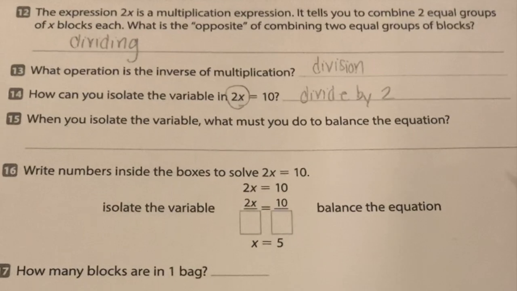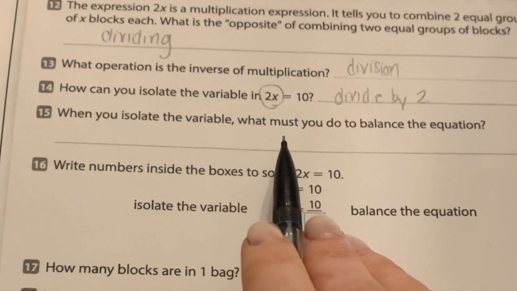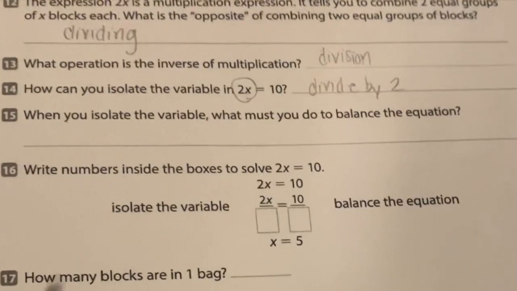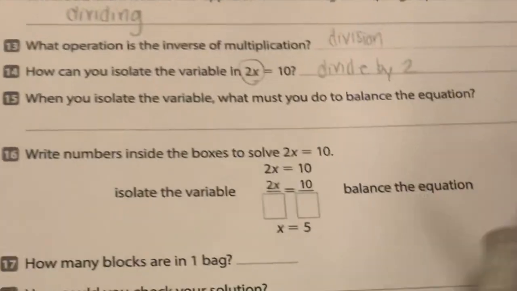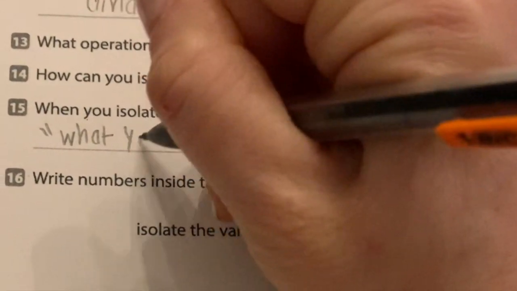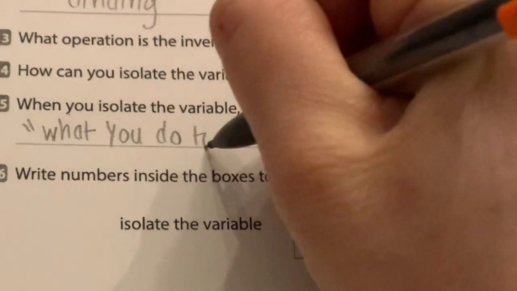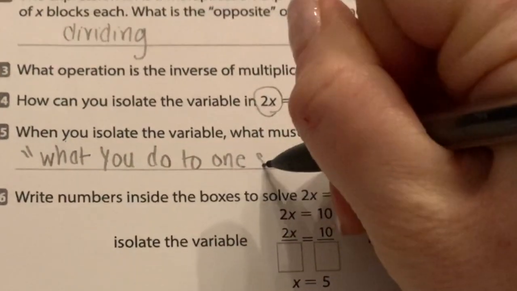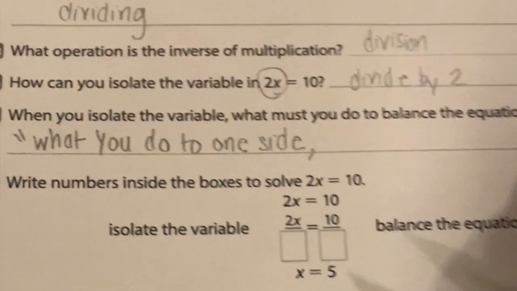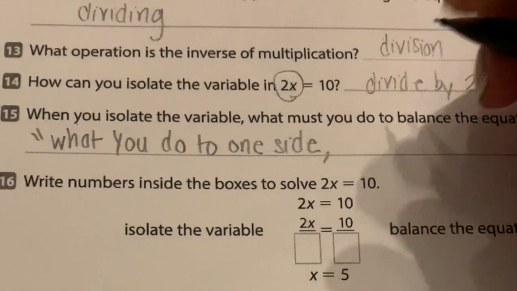Number 15, when you isolate the variable, what must you do to balance the equation? Well, I'm going to have you write here what I've been saying and drilling into your heads for the past week. What you do to one side, you must do to the other. Let's put it in quotes. So that means I'm going to divide by 2 on the other side of the equation as well.